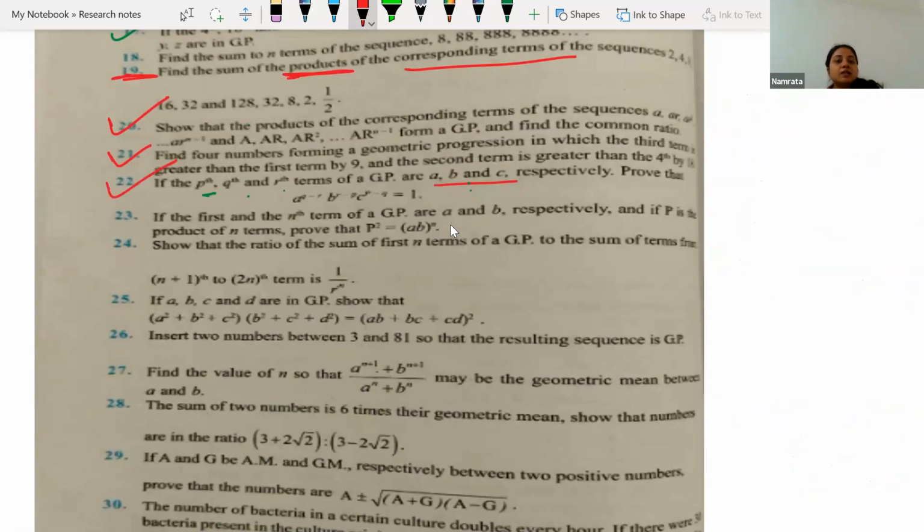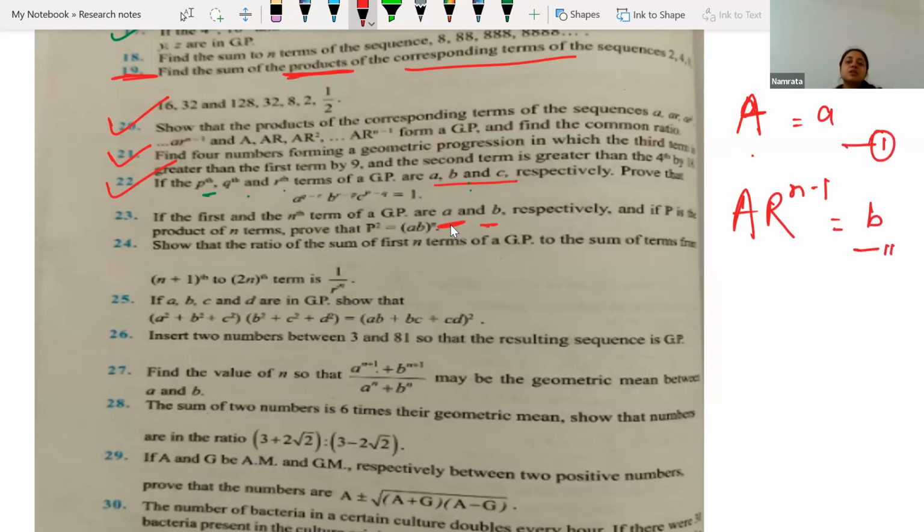If the first and the nth term of the GP are A and B, and if P is the product of n terms, prove that this is so. Let's say the first term is capital A. Again, A and B are given, which will create confusion if you take the first term as small a. The nth term formula is A r to the power n minus 1. So A is A and A r to the power n minus 1 is B. These two equations are already given in the question.